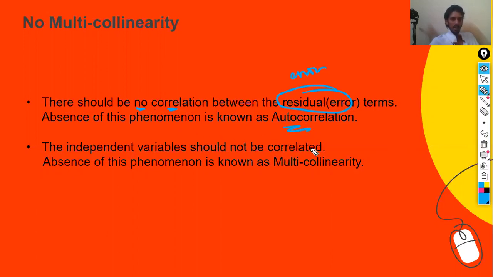Now, the independent variables should not be correlated. An absence of this phenomenon is called multicollinearity. Now, both of them are very important, guys. So the first one says the independent variables should not be correlated, and there should not be correlation between the residue of the errors also. So correlation and collinearity. I hope now you understood the difference between them.